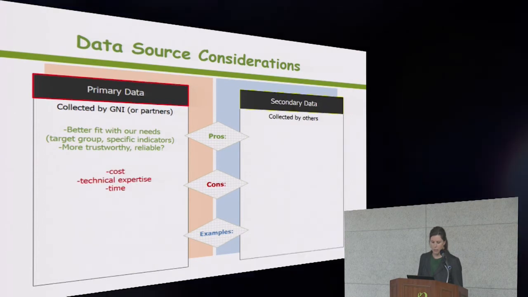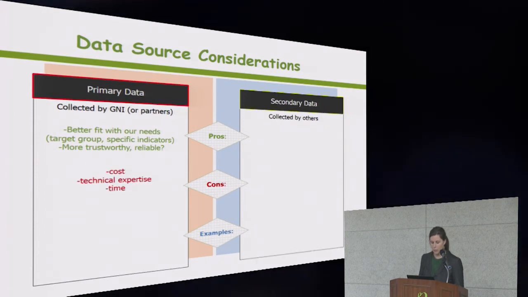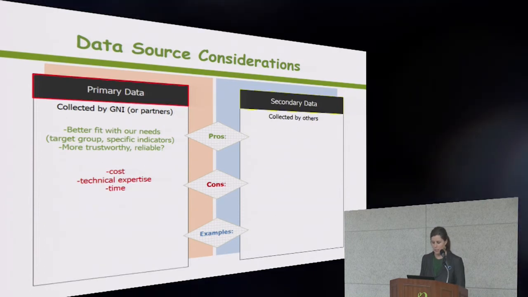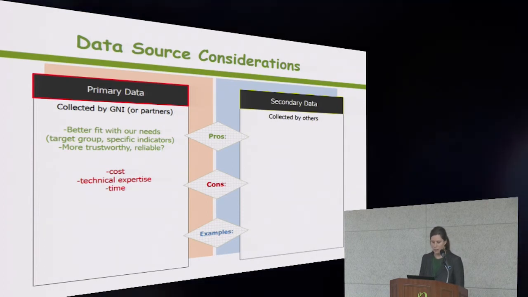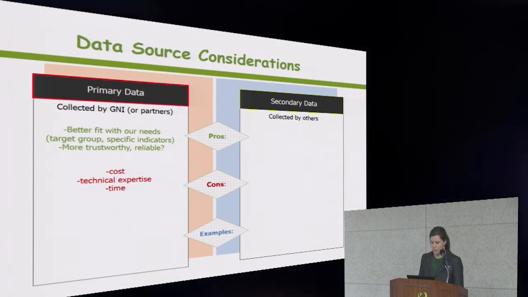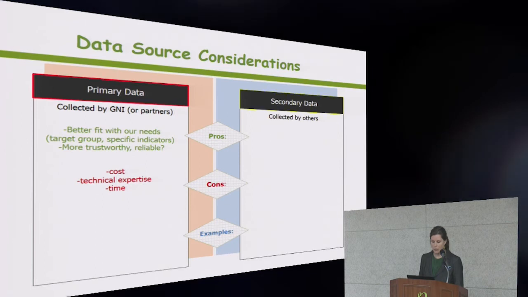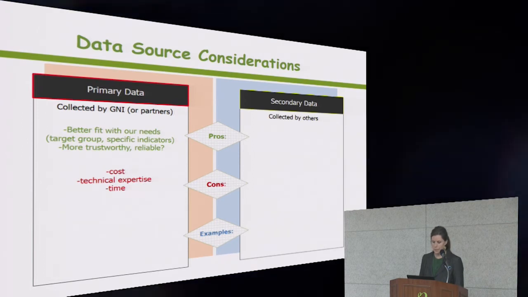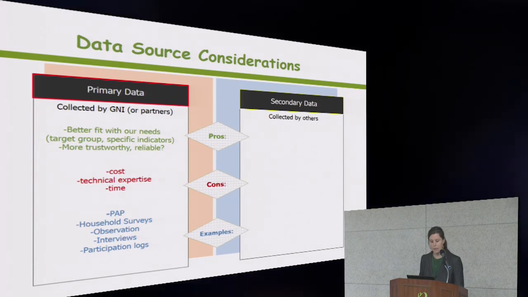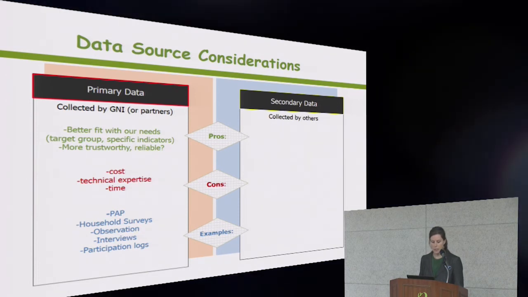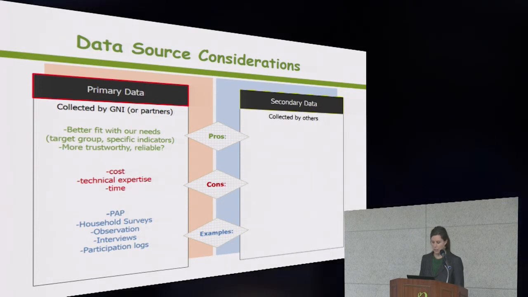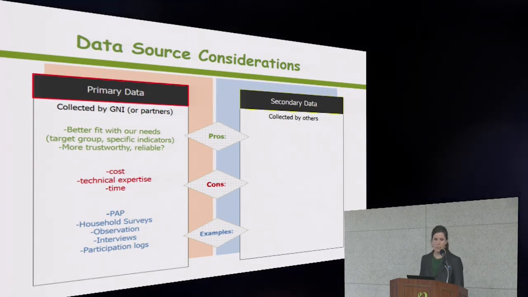Disadvantage to primary data: it usually costs more to collect data yourself than to simply review data that already exists. It also requires some technical expertise, and primary data collection usually takes more time. So some examples of primary data include the PAP, household surveys, observation, interviews, and participation logs. So this is data that your team has collected itself.